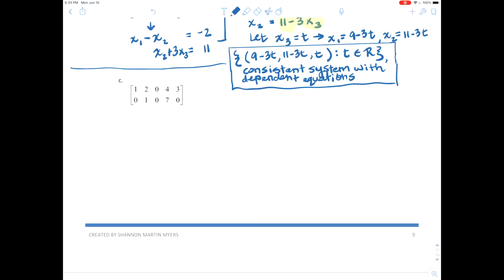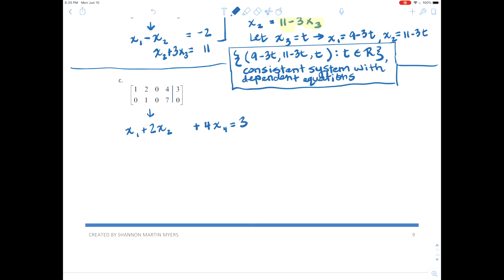Part C gives us another dependent system, right? So what will we have? We'll have 1x1 plus 2x2. And again, if you need to, draw the little line here so you can see the augmentation here. And then 0x3, so we don't have to represent x3 in the first equation. And then plus 4x4 is equal to 3. Then, what's the next line?